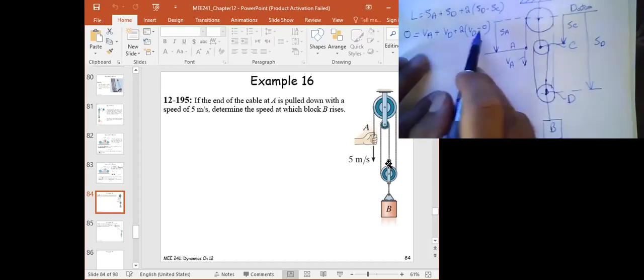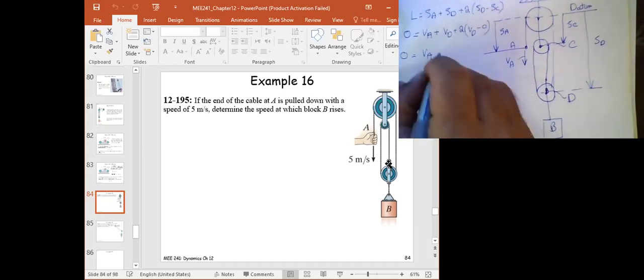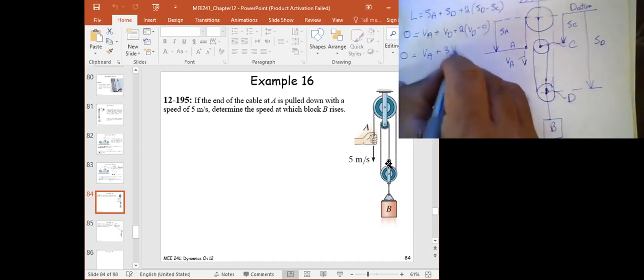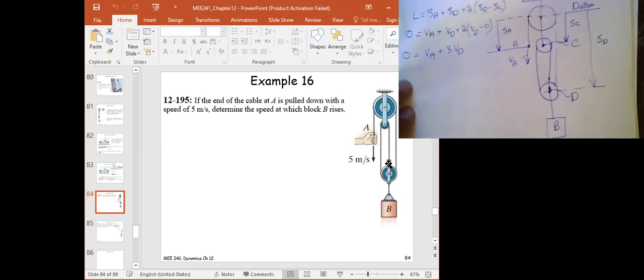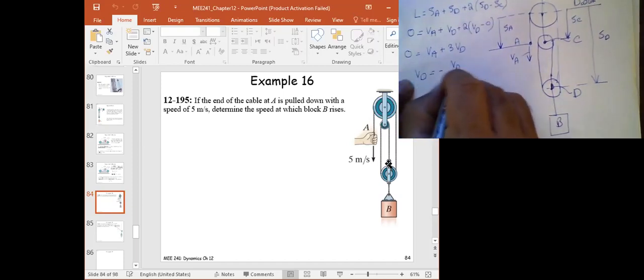Exactly, it's not changing, so it's 0, right? Okay, so I'm going to end up with 0 is equal to what? VA. I have VD and then 2 VD, so it's going to be 3 VD, right? There you go. So now I can find the velocity of D if I have the velocity of A. So what is the velocity of D if I have the velocity of A? It's going to be minus VA over 3, right?